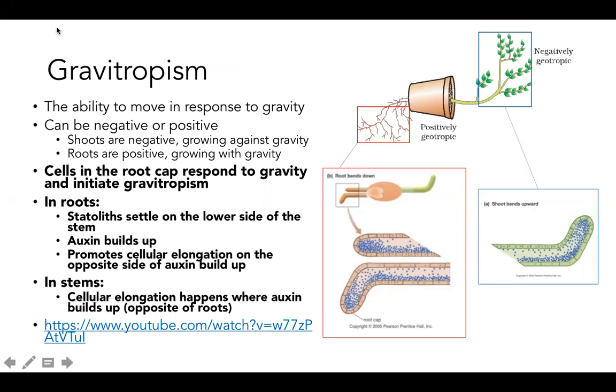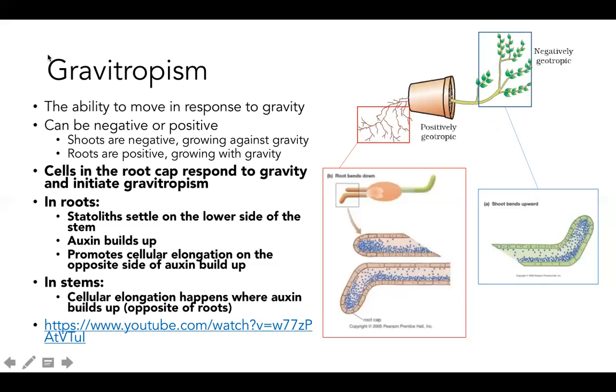Shoots are negative because they're always growing against gravity, because they're always trying to grow up. And roots are positive because they're always growing with gravity, so they're always growing down. Right now I have a picture of a plant that's tilted on its side, and the shoots have turned and started to grow upwards, whereas the roots have turned and started to grow back downwards. This is one of the experiments that we'll be looking at, and you'll be focusing on how that happens in the shoot system.